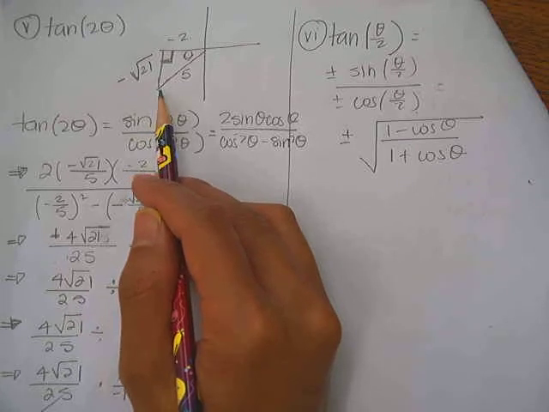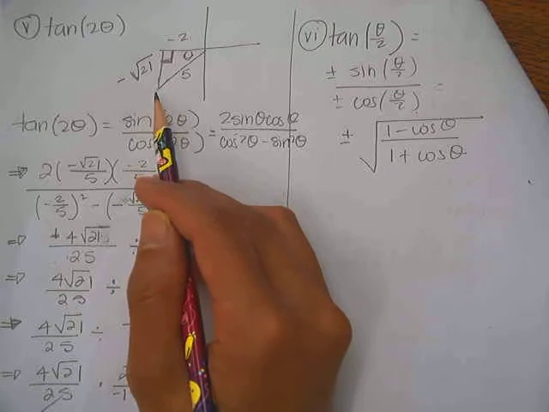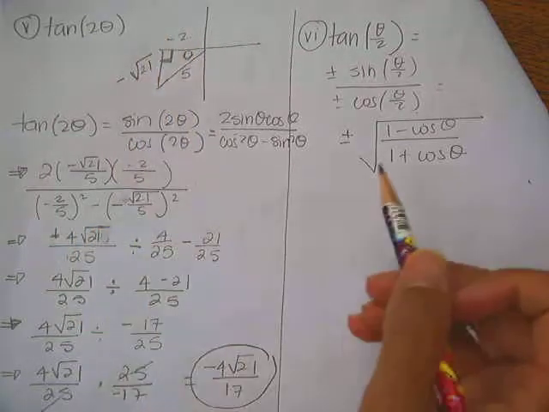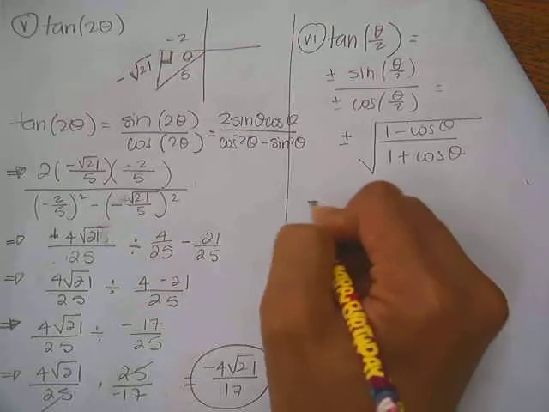So let's just say I want to pick 200 degrees for theta. Half of that would be 100. So I'm going to end up in quadrant number 2. And tangent in quad 2 is going to be negative. So I'm going to pick negative.